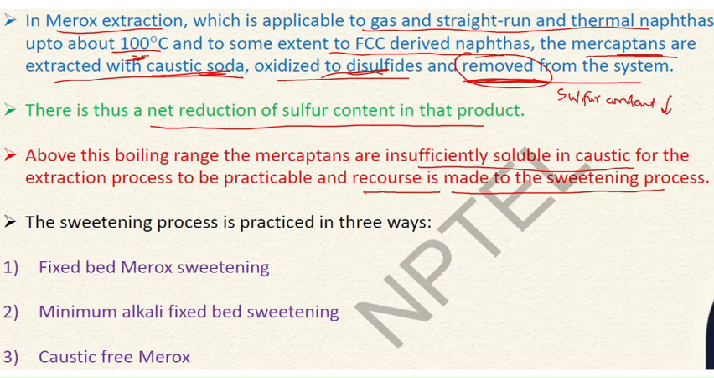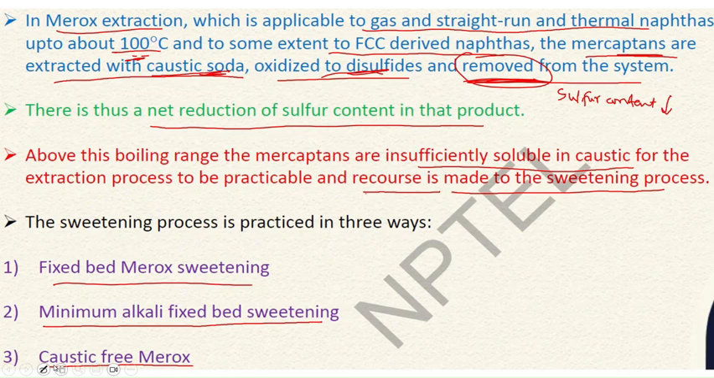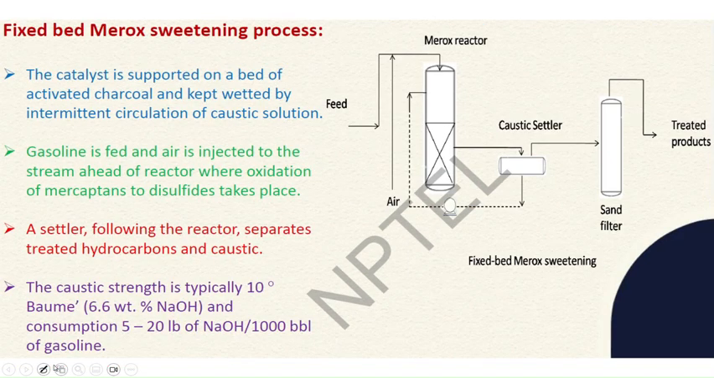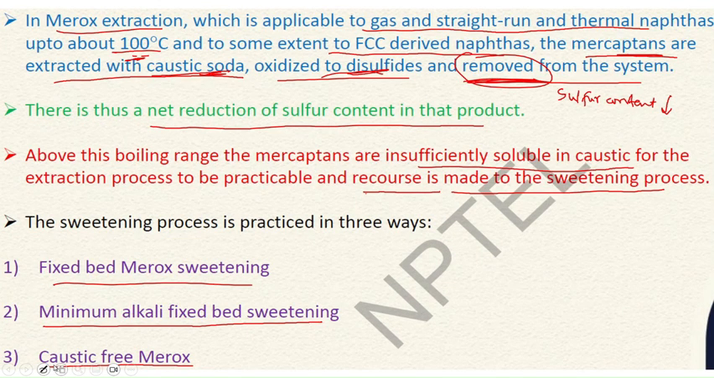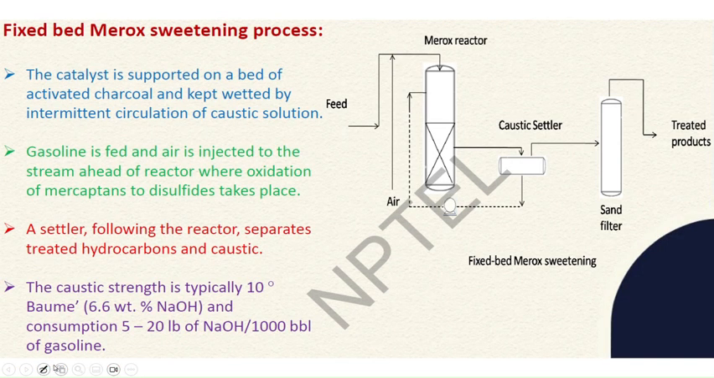Okay. The sweetening process is practiced in three ways: fixed bed Merox sweetening, minimum alkali fixed bed sweetening, and caustic free sweetening. So talking about these three different processes, that is the fixed bed Merox sweetening. This is the flow sheet of fixed bed Merox sweetening.